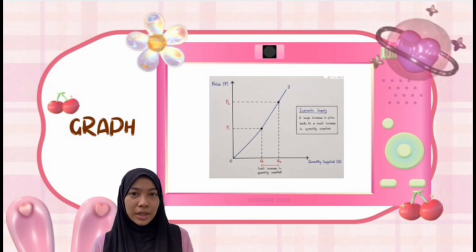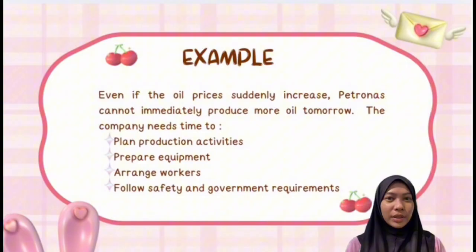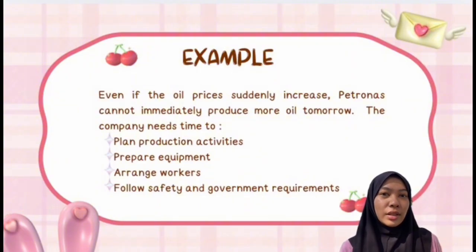A good example is Petronas, where increasing oil and gas production takes time, money, and resources. Therefore, even when prices rise, the company cannot quickly increase its supply, making the supply relatively inelastic. For example, if the price of oil suddenly increases today, Petronas cannot simply produce more oil the next day.